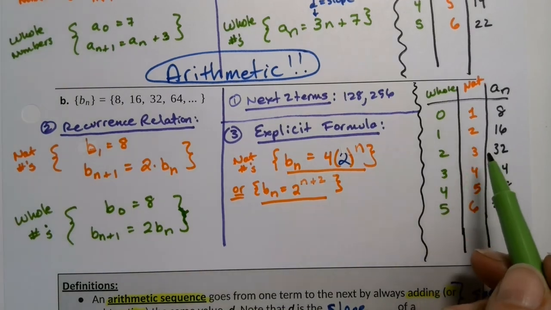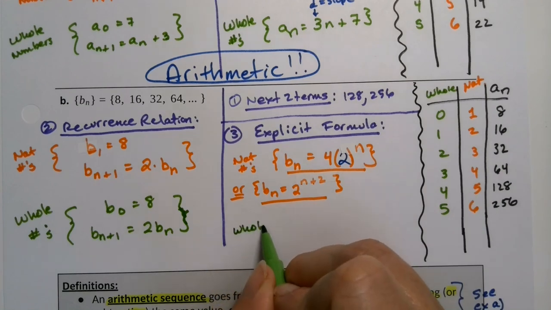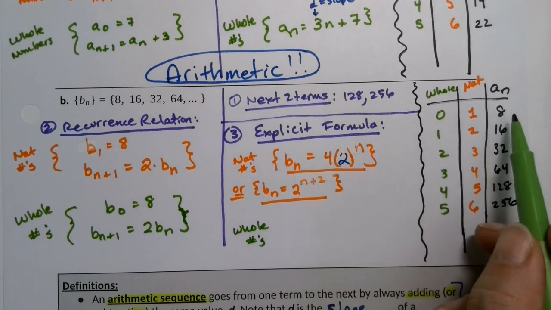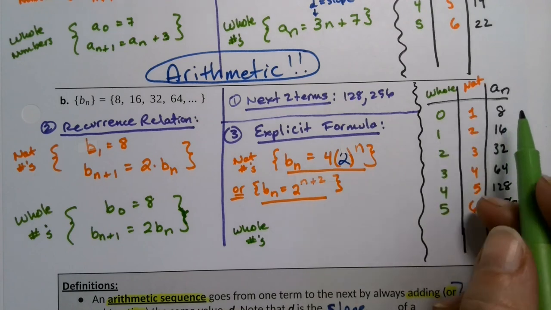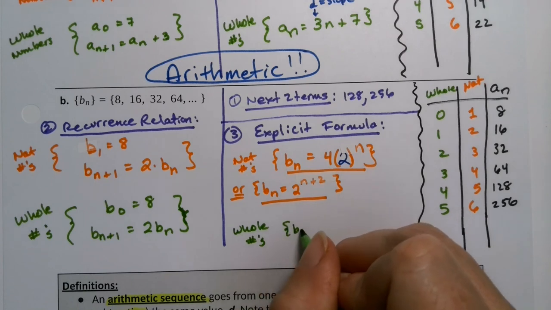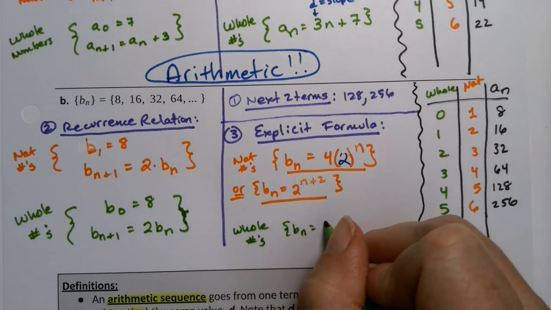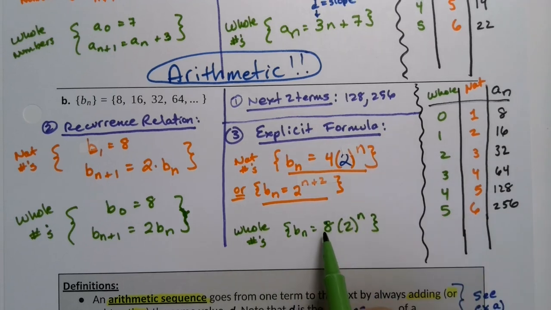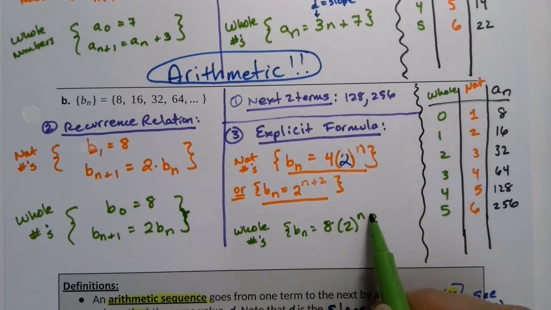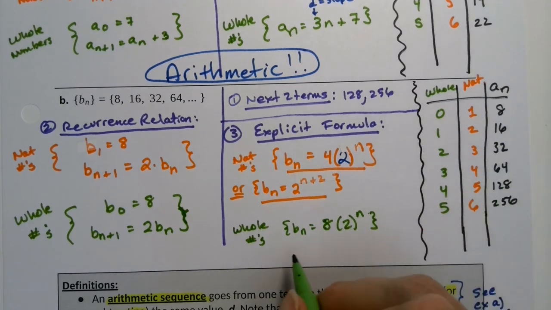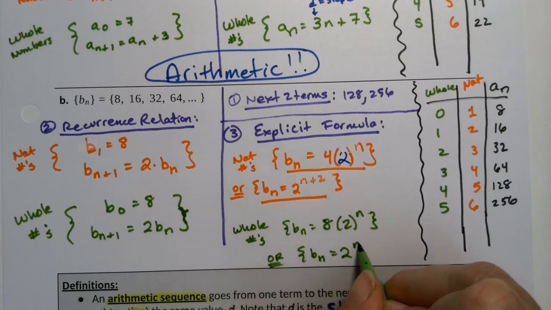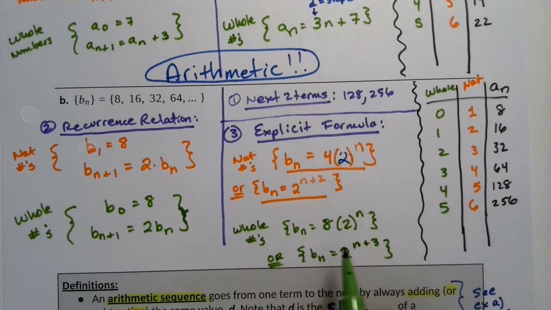All right, now what about the whole numbers? Well, it's going to have that same relationship, right? So for the whole numbers, I need it to work when I put 0 in. This is 2 to the 3rd. So b sub n would be, well, how about this? 8 times 2 to the n, right? Because 8 times 2 to the 0 would be 8. 8 times 2 to the 1 would be 16. 8 times 2 to the 3. That would work. Or you could do what we did here. b sub n is 2 to the n plus 3, right? Because 8 is 2 to the 3rd. Either one of those would work.